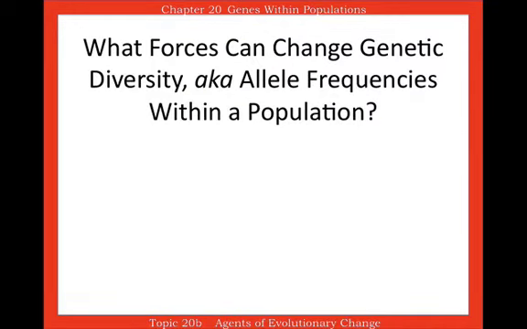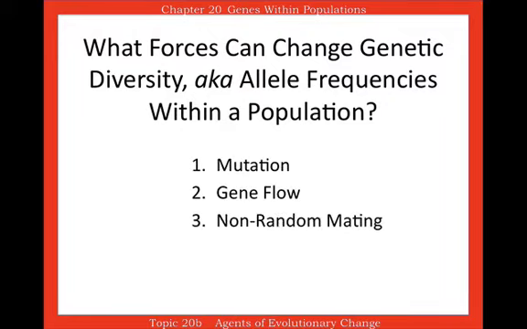So what can change genetic diversity, also known as allele frequencies, within a population? We will consider 5 different things: mutation, gene flow, non-random mating, genetic drift, and selection. So let's explore each one.